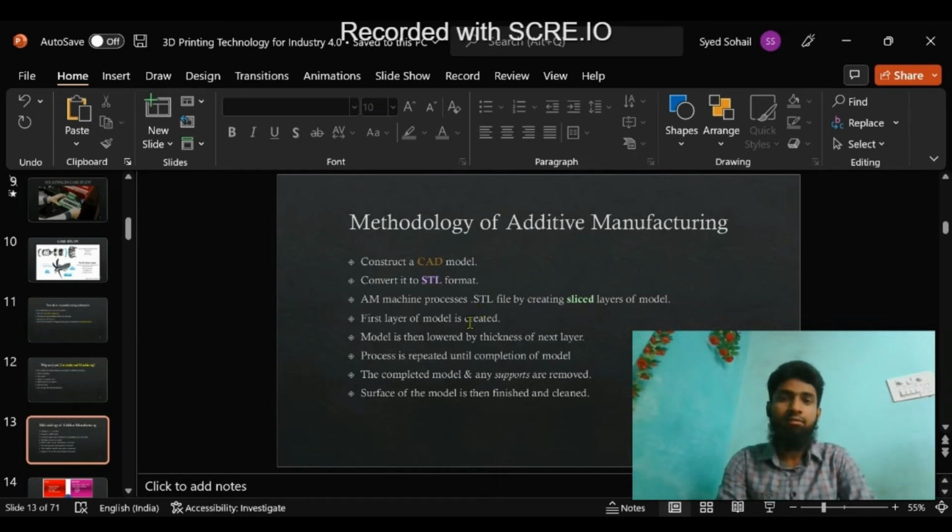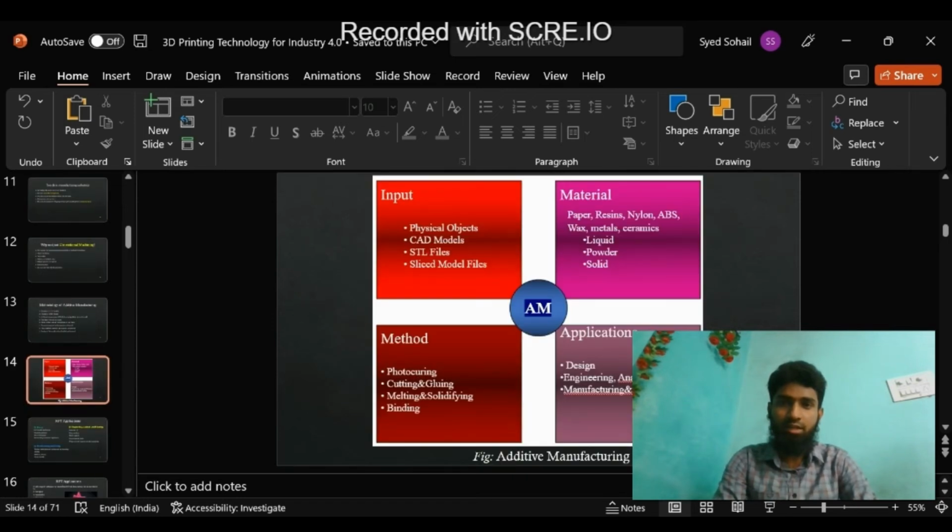The first layer of the model is created, and then the model is lowered by the thickness of one layer, and the process is repeated. If it is a melting process, the laser melts it. If it is a binding process, a resin is added. It depends on different technologies, but that's how it goes. The second layer comes, the operation is performed, and the model is lowered again, so that it is built layer by layer. The completed model is removed, along with any supports required for overhanging parts. The surface of the model is then finished and cleaned. So that's how it is.